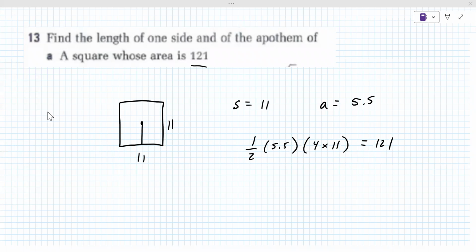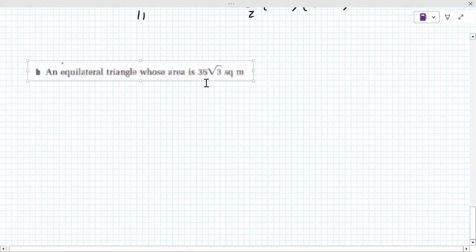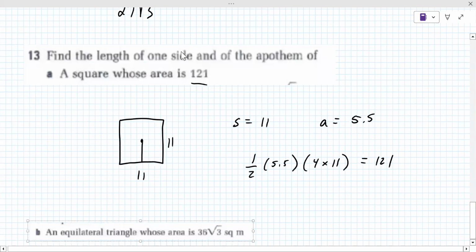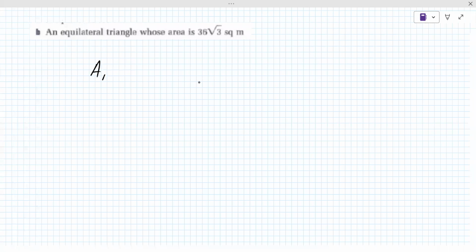All right, so the next part here, part B, it says an equilateral triangle whose area is 36 square root 3 square meters. And actually, let me go back and look at this previous one. Oh, they don't give you the units of that. That's okay. All right. So from earlier, we know that the area of the equilateral triangle is square root of 3 over 4 s squared. They're giving you the area this time, 36 square root of 3 equals square root of 3 over 4 times s squared.